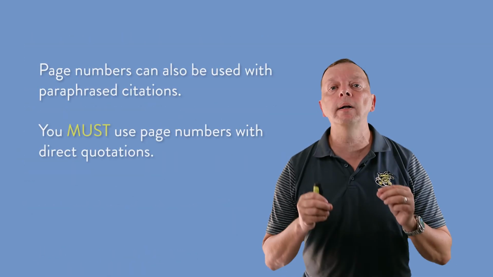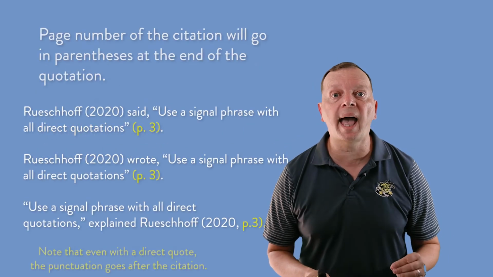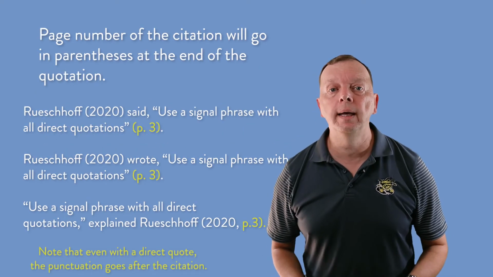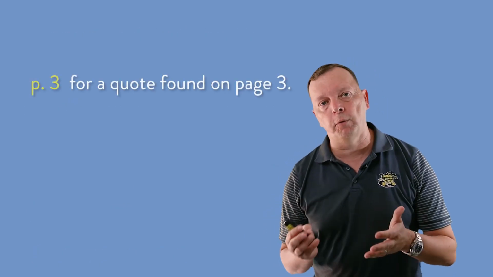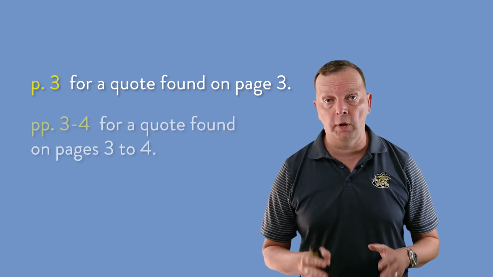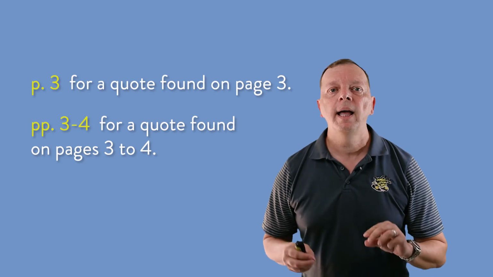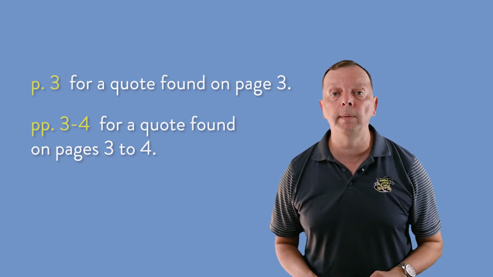Now, page numbers can be used when citing a paraphrased sentence, but it is mandatory for a direct quotation. Now, the page number will normally be added after the quotation in parentheses. Now, if the quote was found on one page, you use a small p for page, followed by a period and the page number. Now, if the quotation goes over a couple pages, you'll use a small double p, followed by the period, and then the page numbers of the quote separated by a hyphen.